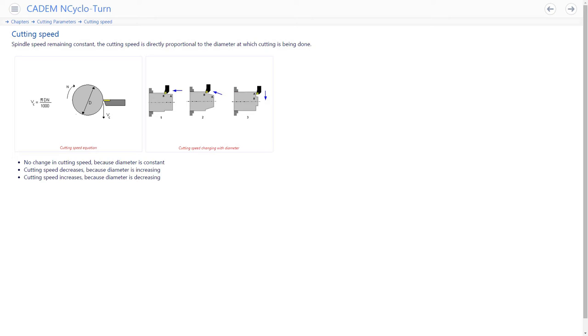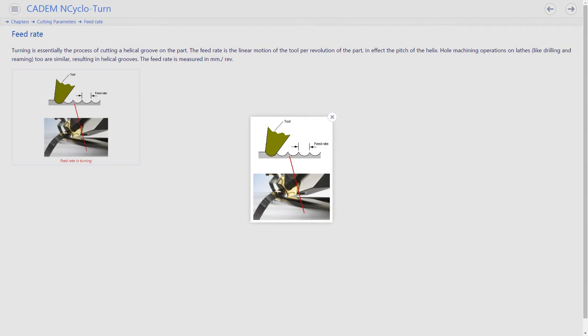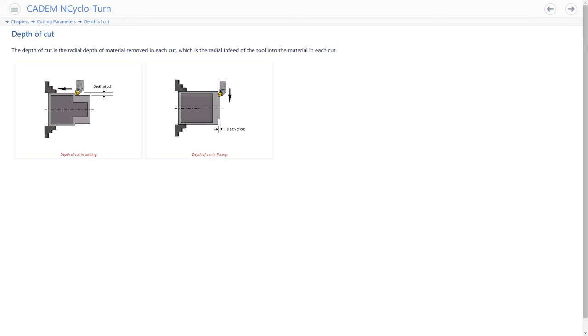The cutting speed is a linear distance measured in meters per minute, while the spindle speed is measured in revolutions per minute. The cutting speed is directly proportional to the RPM and diameter at which cutting is being done. The feed rate is the linear movement of the tool measured in mm per revolution. The depth of cut is the depth of material removed in each cut. In turning, it is a radial depth, and in facing, it is an axial distance.